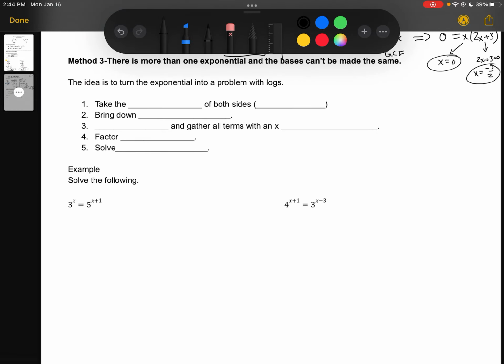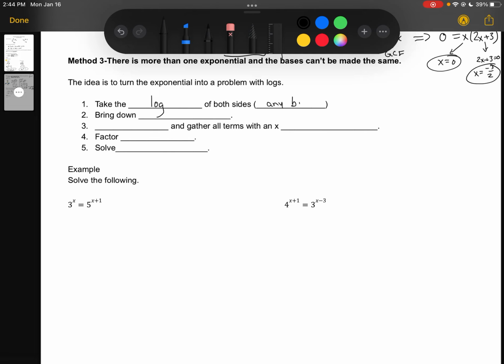All right, so the last part that we have here is, to be honest, the most challenging part, when there's more than one exponential term and the bases are not able to be made the same. So in this case, we can't equalize those bases. We can't just set our exponents equal to each other and solve. So basically the idea is we have to turn the exponential into a problem with logs. So this is where logs come in to help us solve.